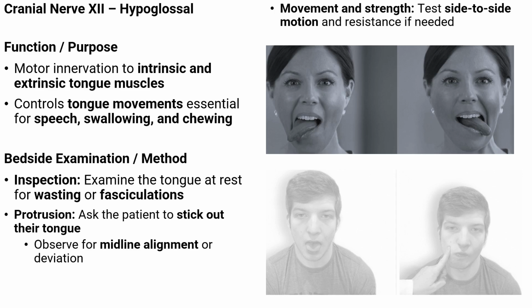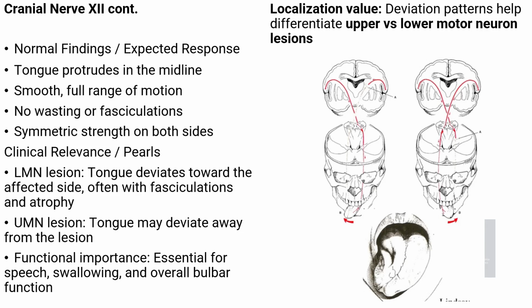Now, let's focus on cranial nerve 12, the hypoglossal nerve. This nerve provides motor control to both the intrinsic and extrinsic muscles of the tongue, which is essential for speech, swallowing, and chewing. To examine the hypoglossal nerve, start by inspecting the tongue at rest, looking carefully for any wasting or fasciculations. Next, ask the patient to protrude their tongue and observe whether it remains midline or deviates to one side. You can also assess side-to-side movements and, if needed, apply gentle resistance to evaluate strength and symmetry.